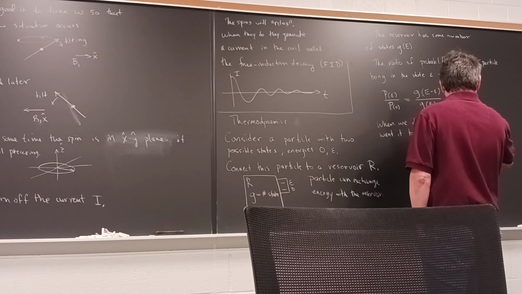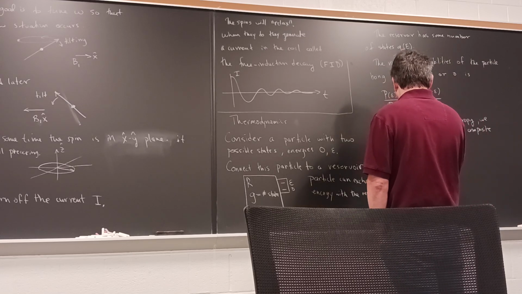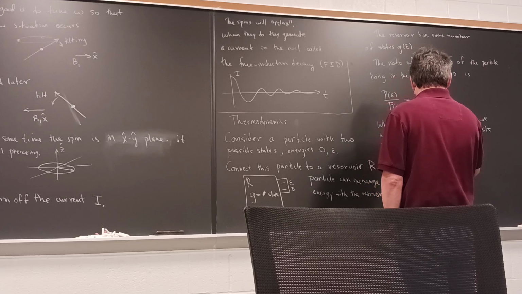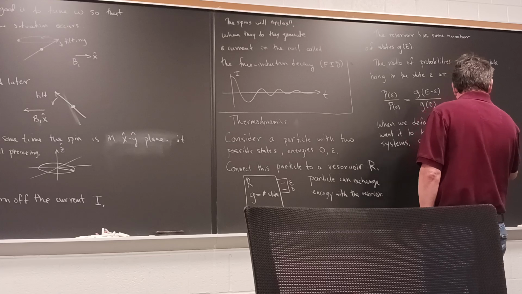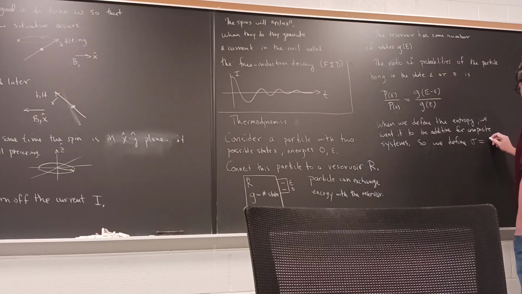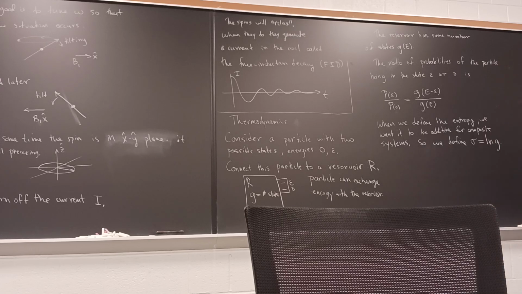For composite systems, let's define sigma, which will be the entropy, as the log of G. That makes it additive if I put two systems together.